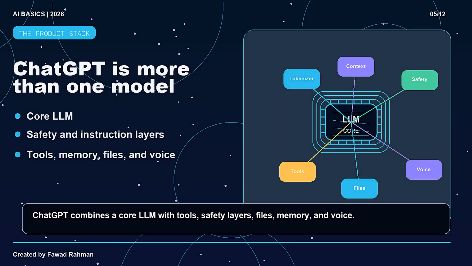When you use ChatGPT, you are not only touching the raw language model. There is a product stack around it. A tokenizer that breaks text into tokens, a context window that holds the conversation, safety and instruction layers, and sometimes tools for browsing, files, images, voice, code, or data analysis. The LLM is the engine, but the full assistant is built from several connected modules.